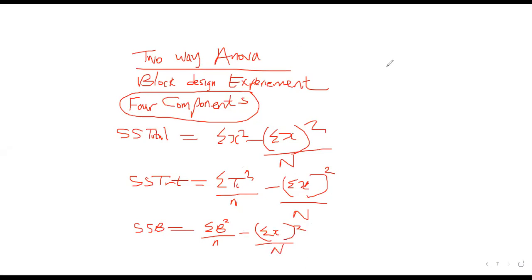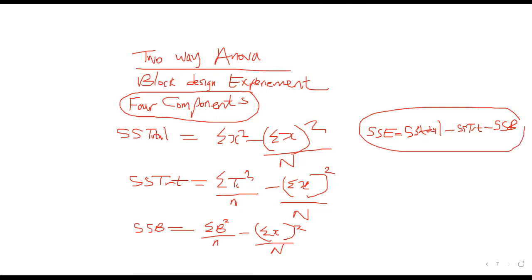Okay, so now we have the sum of square of error. Sum of square of error is equal to sum of square of total, minus sum of square treatment, then minus sum of square blocks. So this is how you get the sum of square of error.